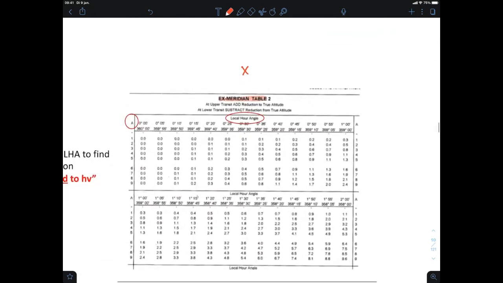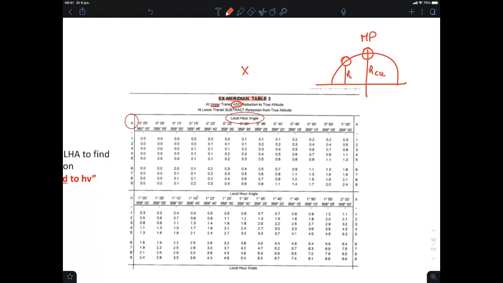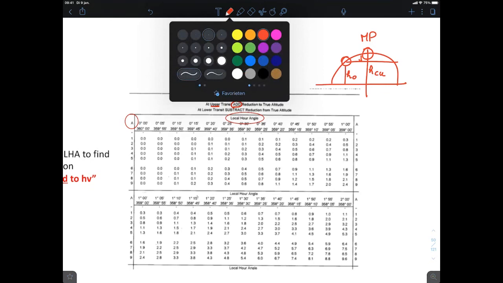And so you see here, all the information is mentioned in the tables. They say at upper transit, you need to add the reduction to the true altitude. So this means we know when we are, voila, this is meridian passage. When we are before meridian passage, this is H culmination, H observed. We know that we will have to add X.